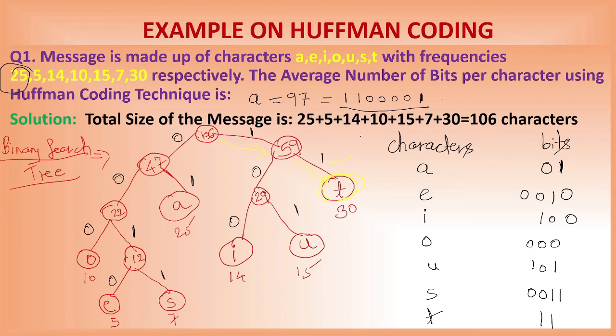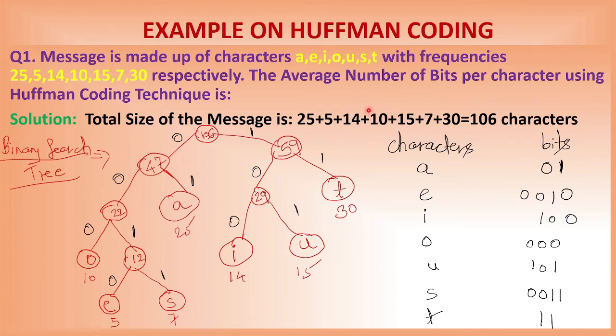So now for A, only 01 is used to represent A. So this many bits won't be used for A, only 01 will be used. So 01 will be considered as A inside the machine. Similarly, 0010 will be considered as E. Similarly, 100 is considered as I in the message, because we have found out the Huffman codes for each character by drawing the binary search tree.